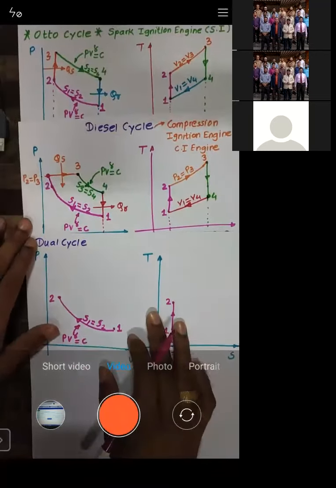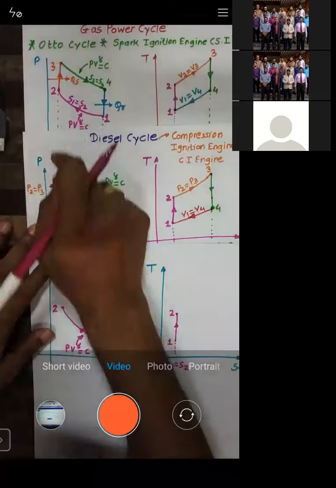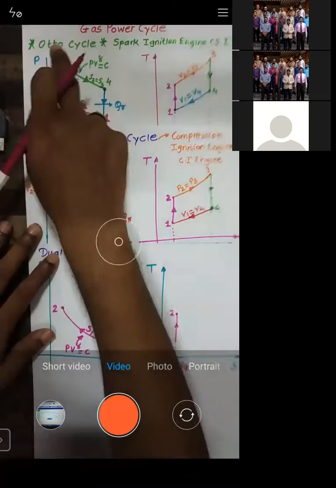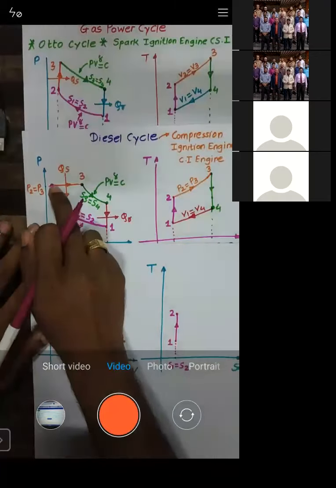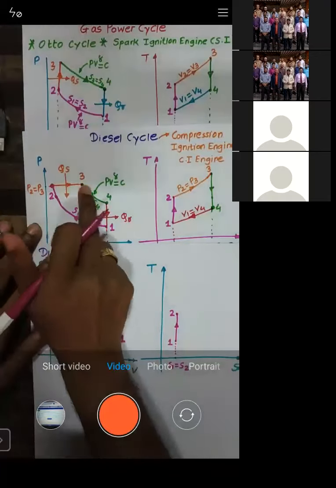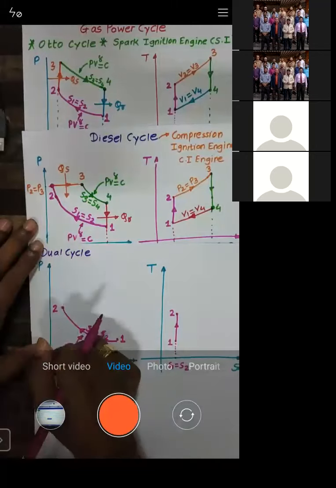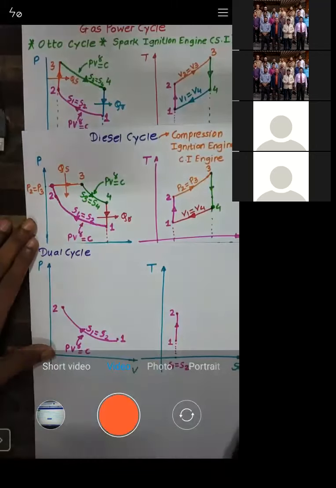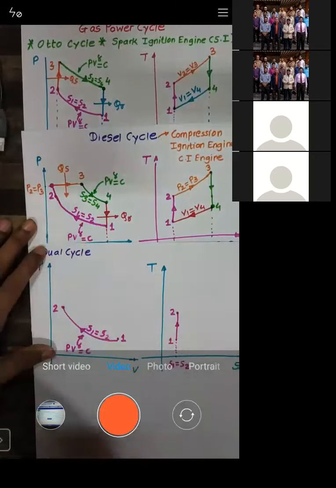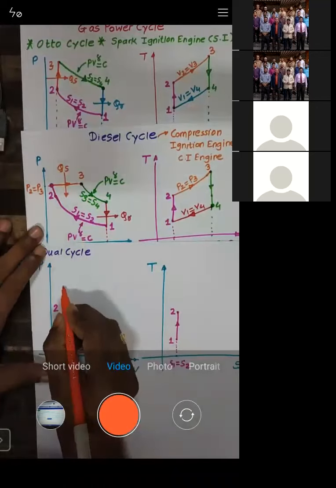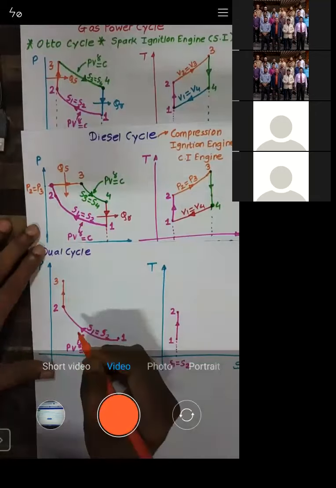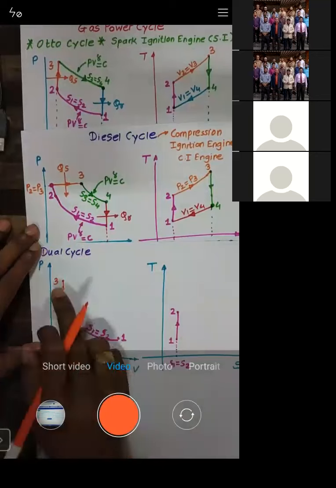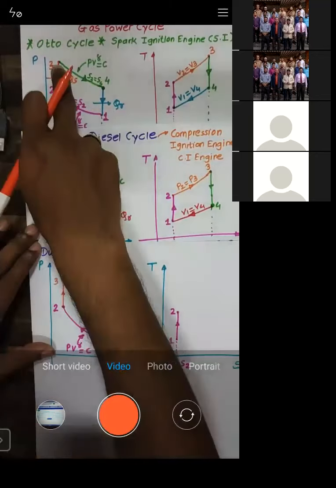Now let us move to the process 2 to 3. You can see here, in the Otto cycle, 2 to 3 is done at a constant volume, while in a diesel cycle, it is done at a constant pressure. So in the dual cycle, initially we will do that process at a constant volume. So we will move from point number 2 to point number 3, like the Otto cycle.